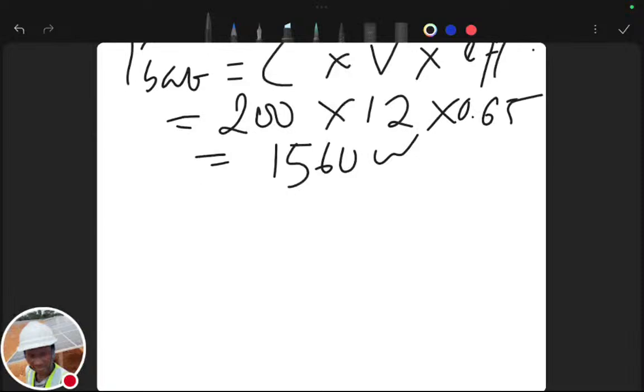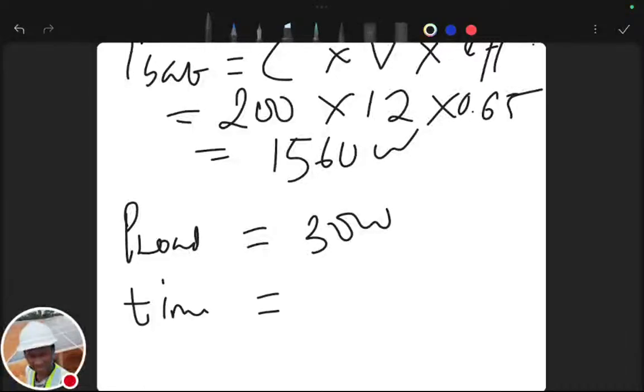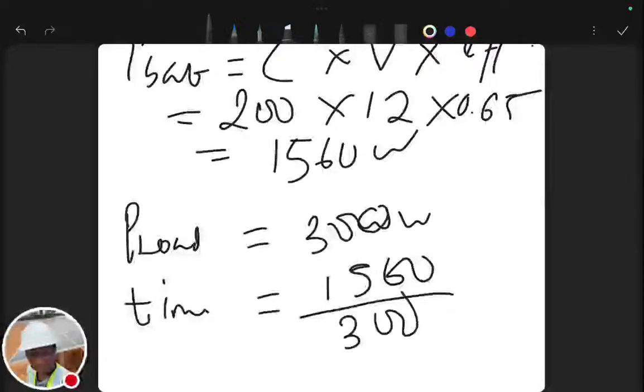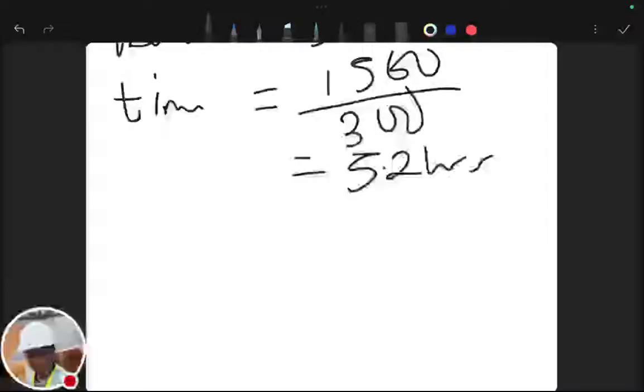Thank you, Edwin. So the P load, we already know that the P load is 300 watts. So that means it is going to last 1560 divided by 300, and we expect this to last 5.2 hours. We expect the setup to last 5.2 hours on such a battery. Of course, you need to consider another thing, and that is the panel. If this calculation were made during the day, you need to consider the effect of the panel on the calculation.